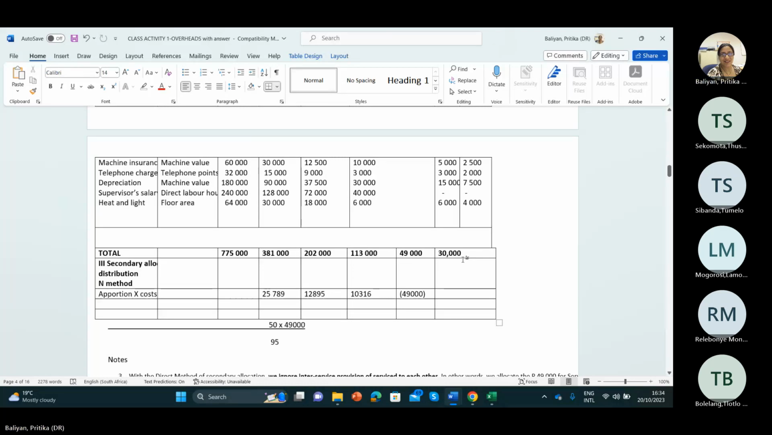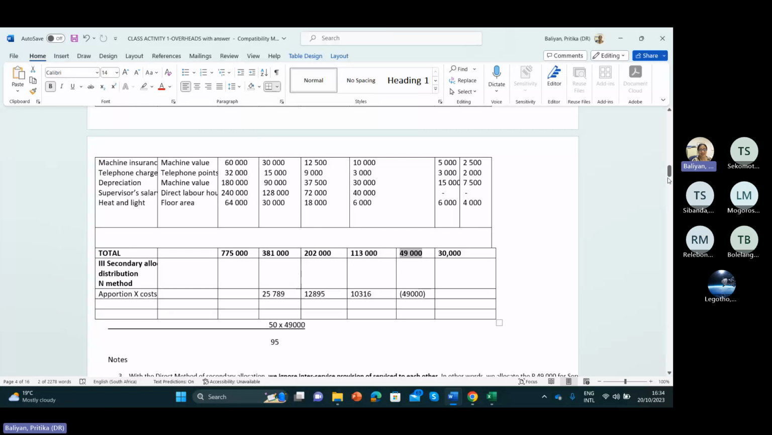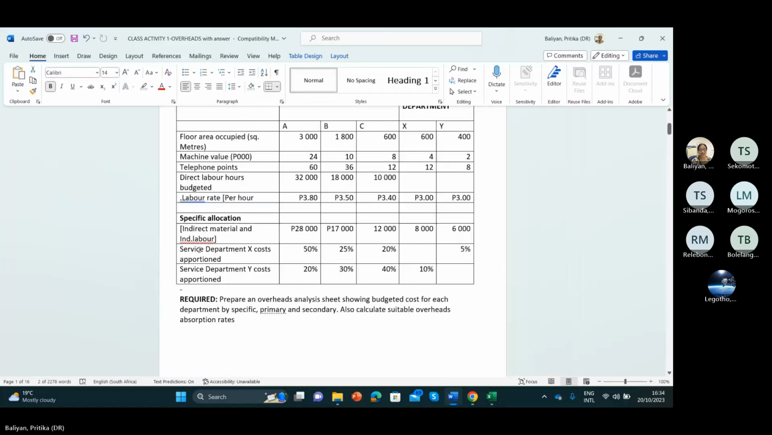Are we together? Yes, ma'am. Okay. So you can see now our job is this 49,000 has to be shared or reapportioned or distributed among A, B, C. Now the question is, how are we going to distribute? For that we use the method. You go back to the question and see this part. Can you see the part which I highlighted?